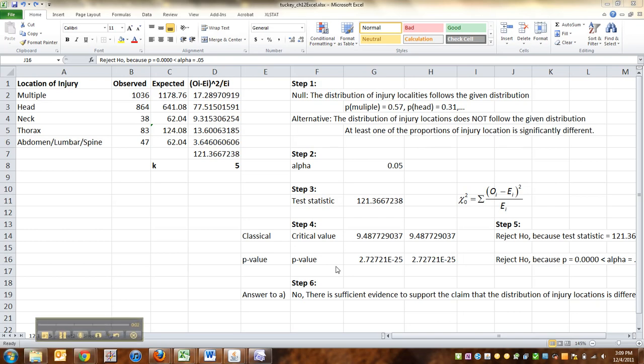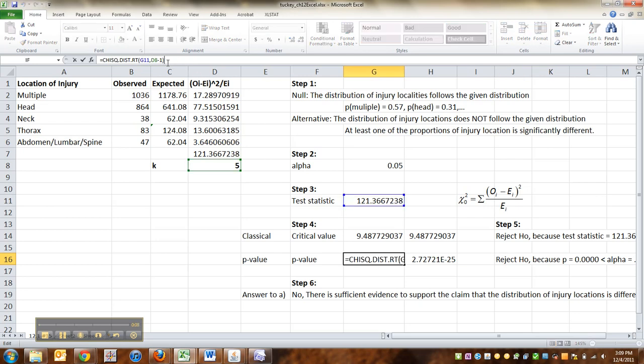So we're back to look at the p-value approach. The p-value, I put it right here, is equal to CHISQ.DIST.RT, parentheses, and then you tell it the test statistic, which was 121 in our case, comma the degrees of freedom, and the degrees of freedom is 5 take away 1. So there you go. Now that's new Excel.